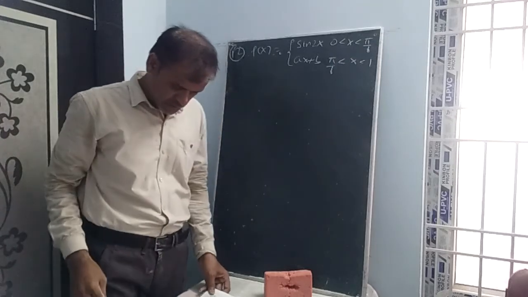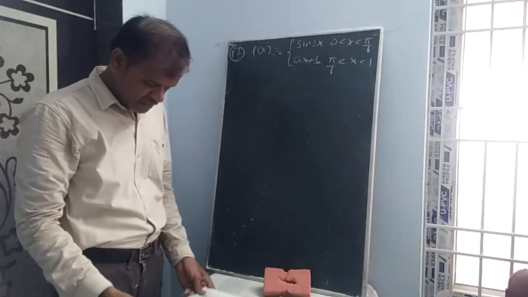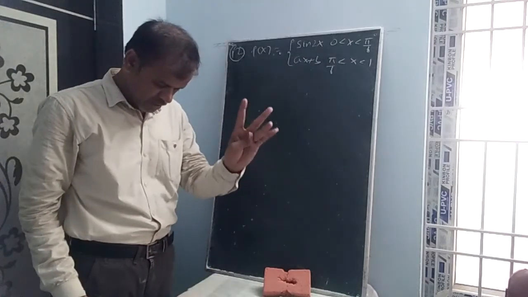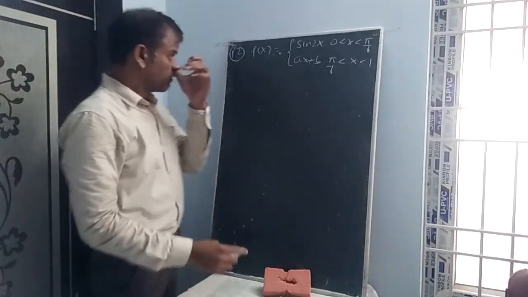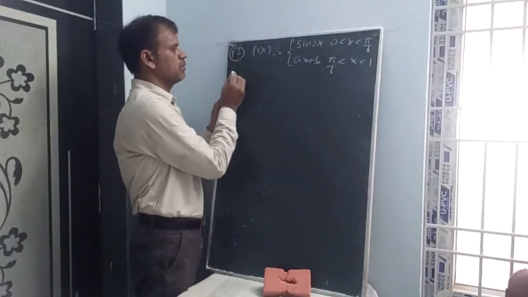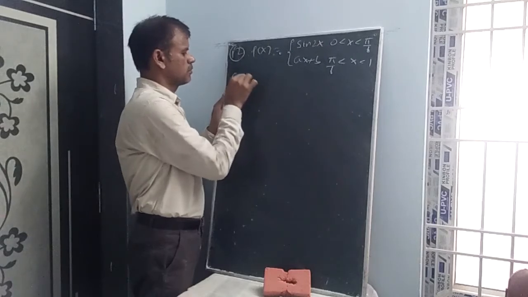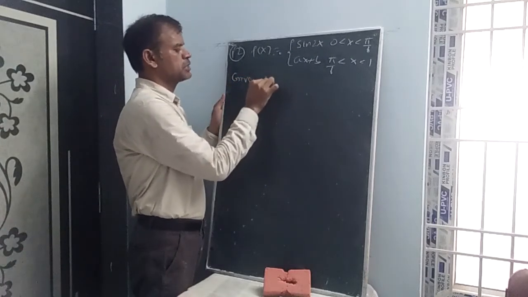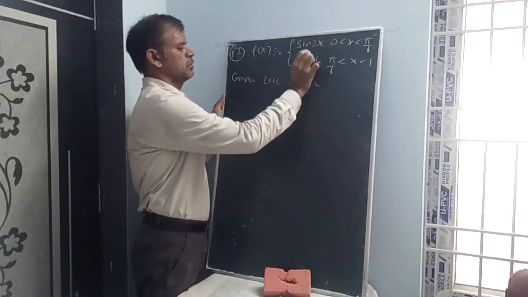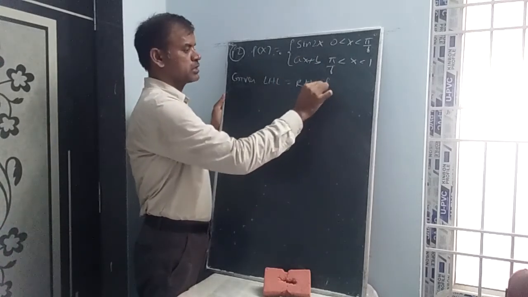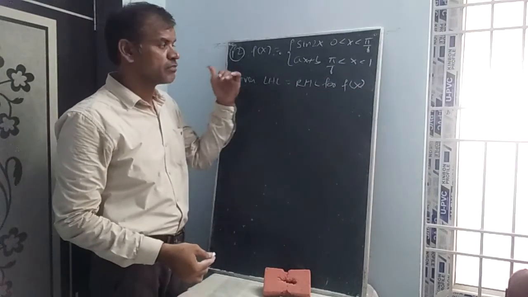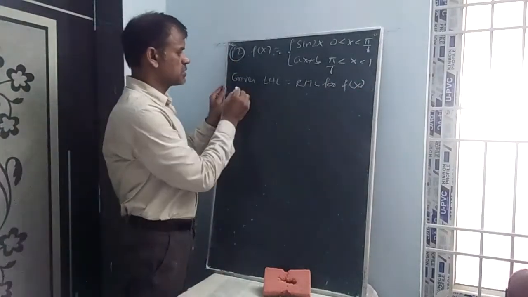Now the question says f is continuous and f dash is also continuous, and we need to calculate the values of a and b. LHL equal to RHL for f of x. Later we can write LHL equal to RHL for f dash x. First let us finish this one.